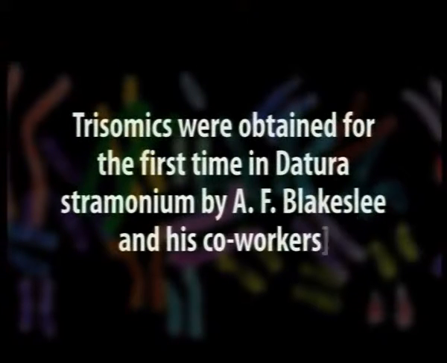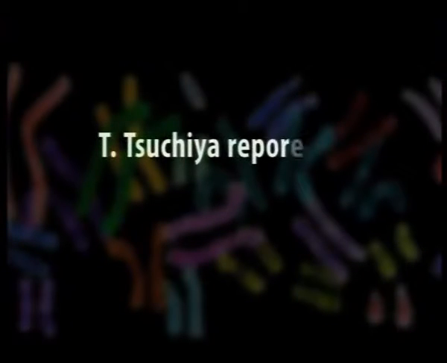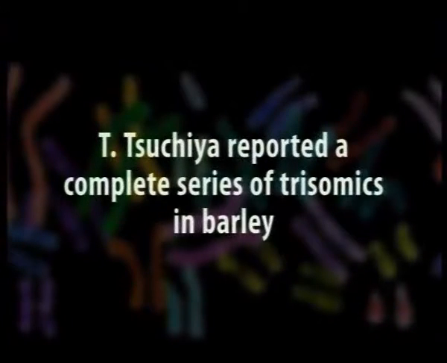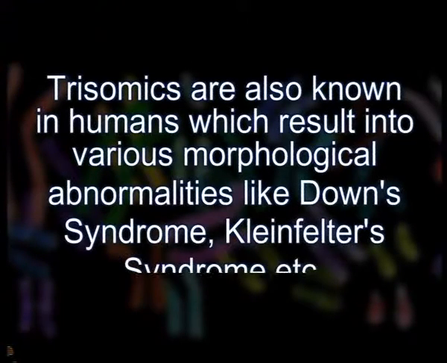Trisomics were first obtained in Datura stramonium by A.F. Blakeslee and his co-workers. T. Tsuchiya then reported a complete series of trisomics in barley. Trisomics are also well known in human beings, where a number of syndromes are reported because of trisomy. For example, we have Down's syndrome and Klinefelter syndrome in humans. For this trisomy condition, where there is an extra chromosome, there are further 3 types of trisomics depending upon whether a whole chromosome or a part of the chromosome is involved.